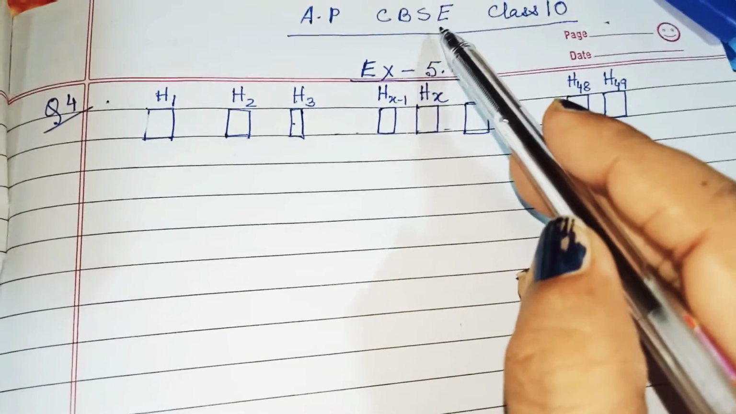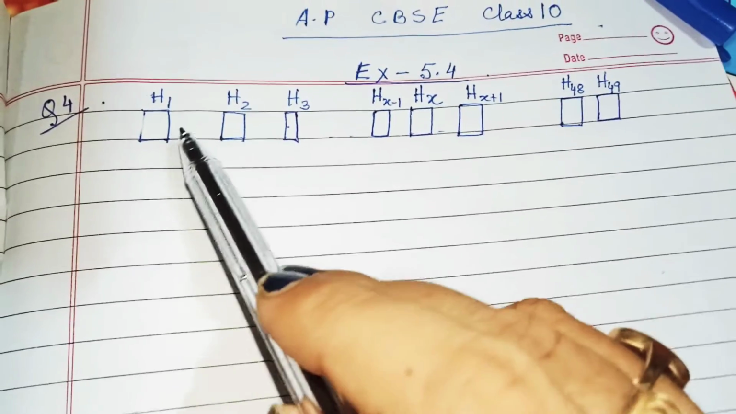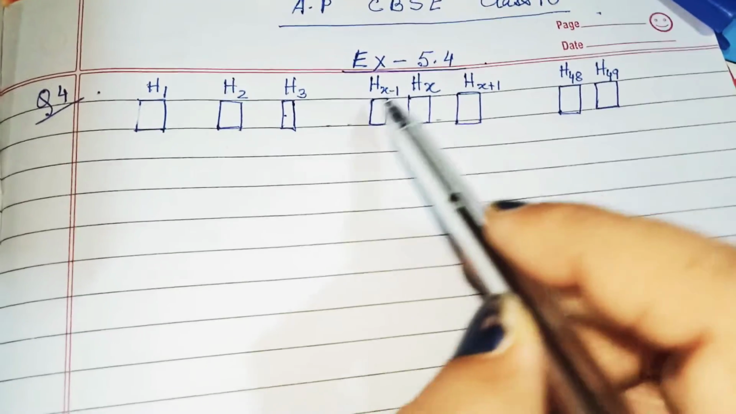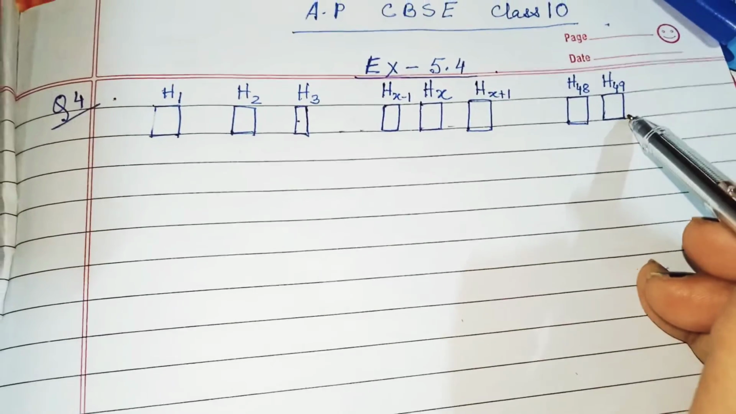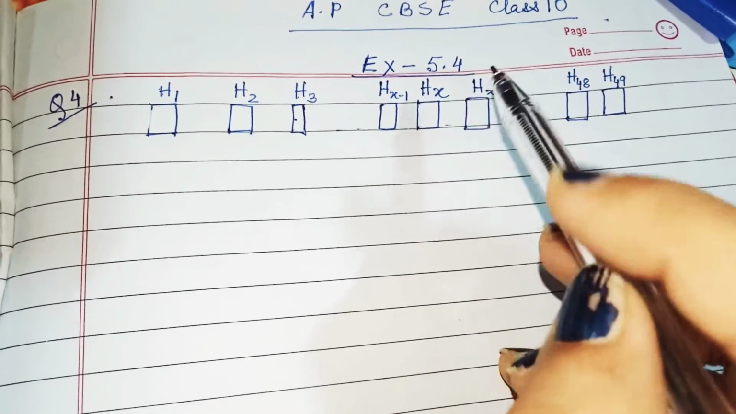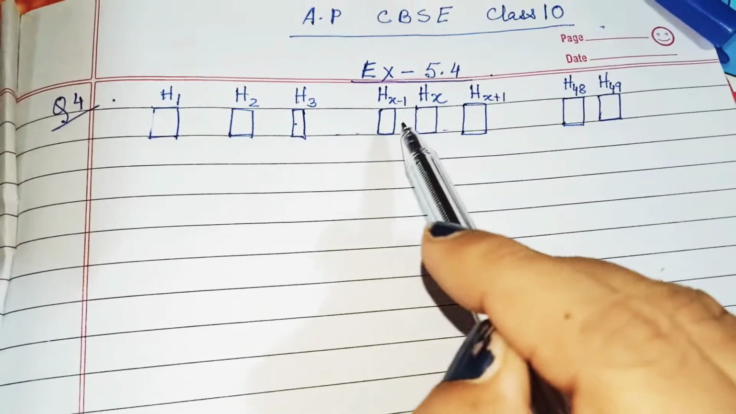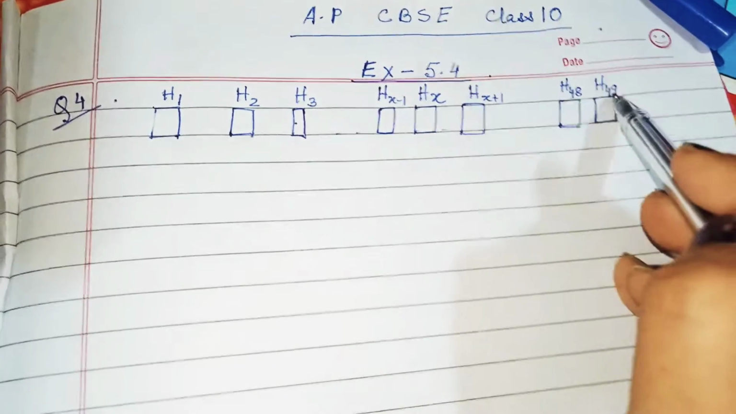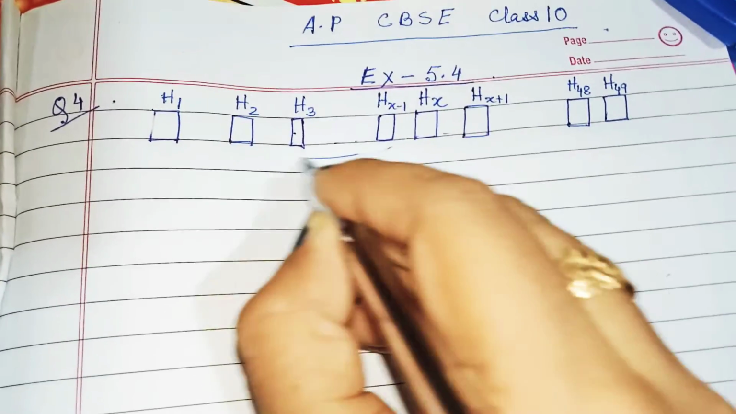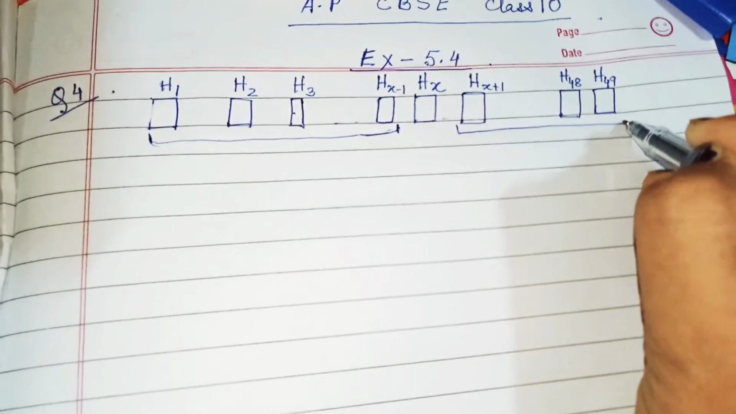Arithmetic Progression, CBSE Class 10, Exercise 5.4, Question number 4. According to this question, the houses are numbered 1, 2, 3 and up to 49. One of the houses is number x, and it is given that the sum of the preceding house numbers and the sum of the successive house numbers are equal, meaning the sum of these numbers should be equal to the sum of these numbers.